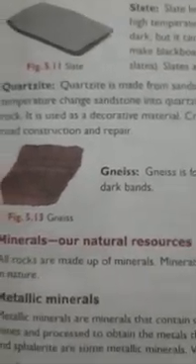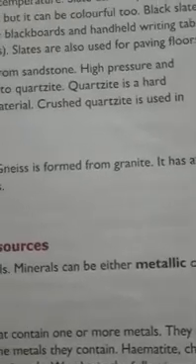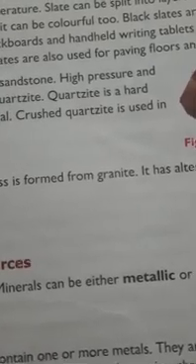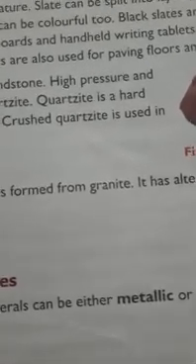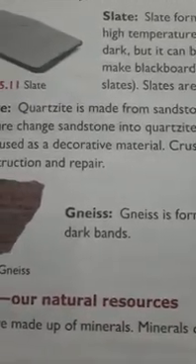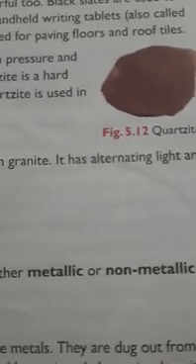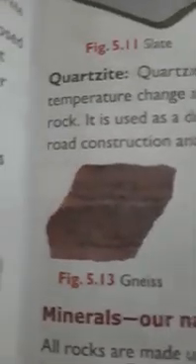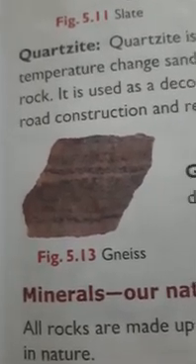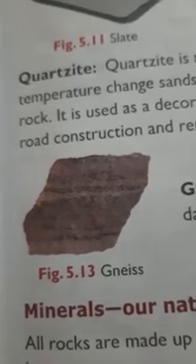Next example is gneiss. Gneiss is formed from granite. See, from every type of sedimentary rock and igneous rock, it is metamorphosing and making these rocks. Okay, so gneiss is formed from granite. It has alternating light and dark bands. Here you can see stripes or bands in different colors. You can see this is a nice stone.